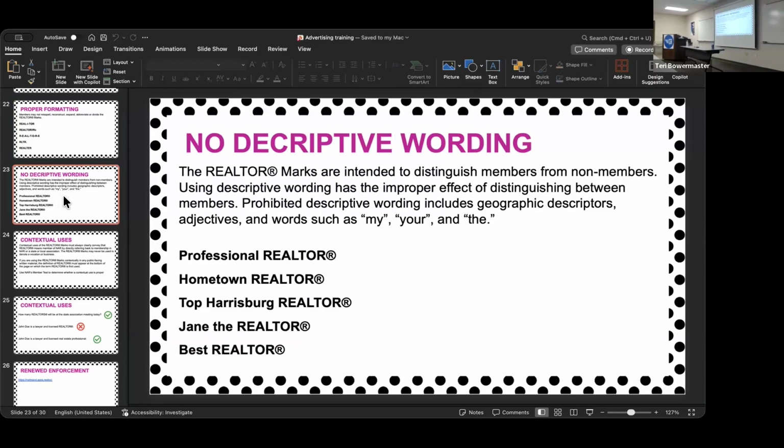So these are the ones that they really don't want. Okay, it's the description. The description is the one they really, really don't like, right? Top Harrisburg Realtor, hometown Realtor, best Realtor. And this is where at first people are like, what does it matter? Well, it does, because one, it's a rule. But two, people are gaining unfair competitive advantages, right? I could be the Rainbow Realtor. I could build an empire on that.